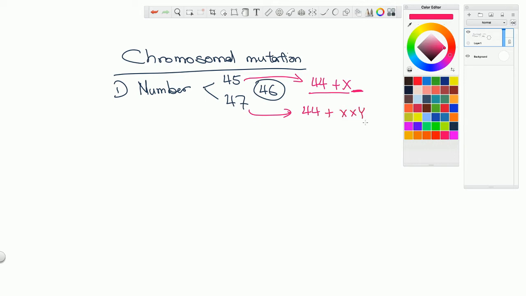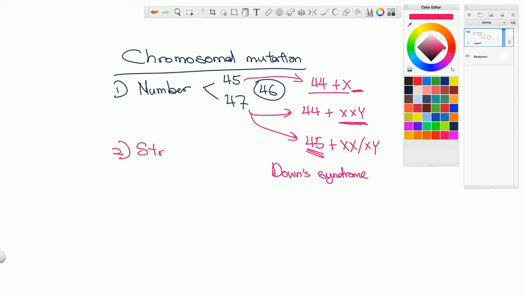Or 47: 44 plus XXY, with one extra sex chromosome, or 45 autosomes, which is the Down syndrome. This one is for Down syndrome. Here it can be a girl, double X, or a boy, XY. So basically, if there are 45 or 47 chromosomes, something is abnormal here, so it involves chromosomal mutation. Number 2 is the abnormal structure of the chromosome.